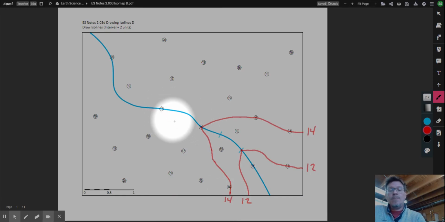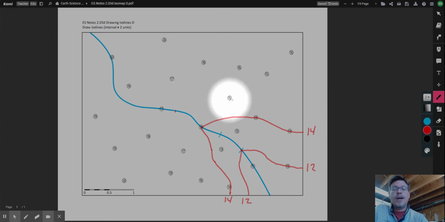Okay, now I got to do the 16. So in between the 14 and the 17, there's going to be a 15 and a 16. So maybe about right there, that might be where the 16 is. So again, following the same pattern, I'm looking to go up into this corner.